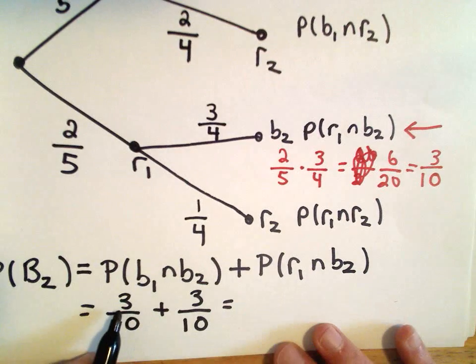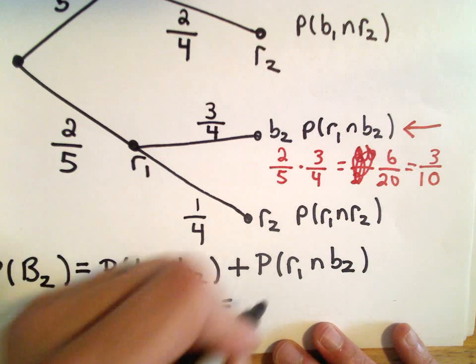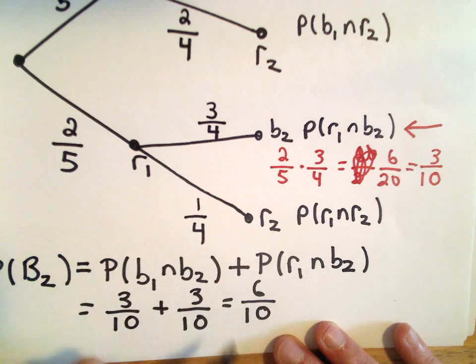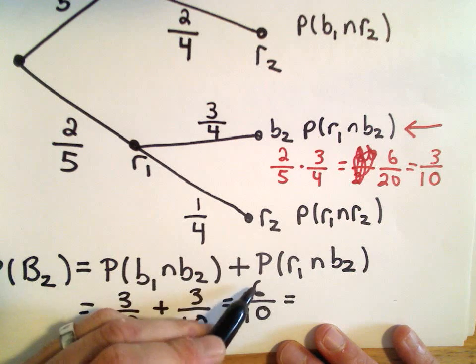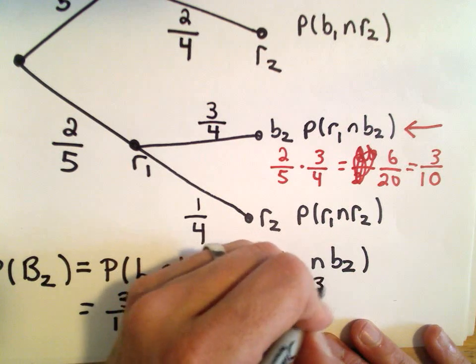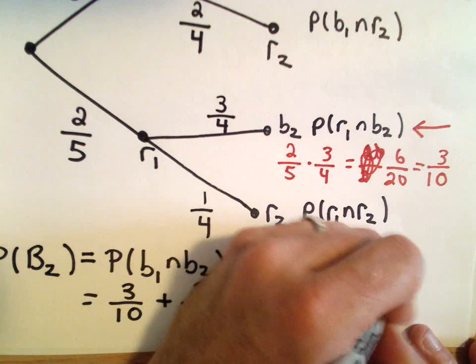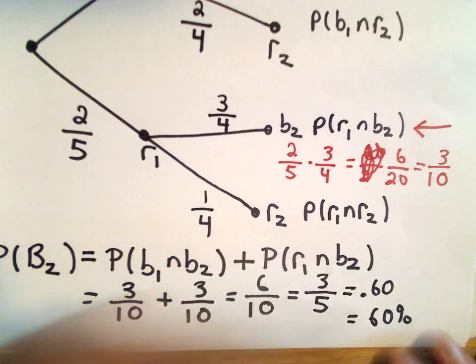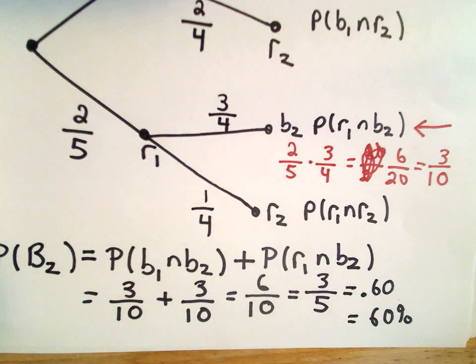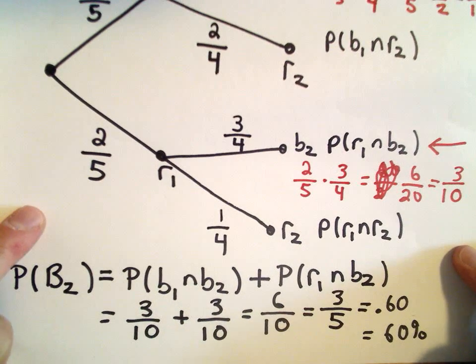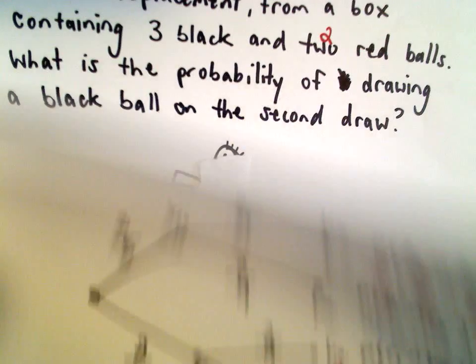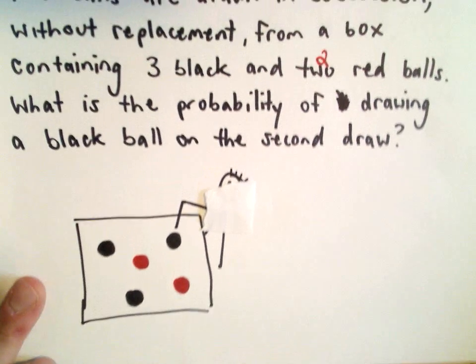So if we add those together, we've got common denominators, so we can just add across the numerator. That's going to give us the fraction 6 over 10. We can divide the numerator by 2 and the denominator by 2. That's going to reduce to 3/5, which is equal to 0.60. It tells us there's a 60% probability that we would get a black ball on the second draw, which intuitively seems to me like it makes sense, right? Because at the beginning there are more black ones in there than red ones, so I would assume it to be over 50%, which is exactly what we found.